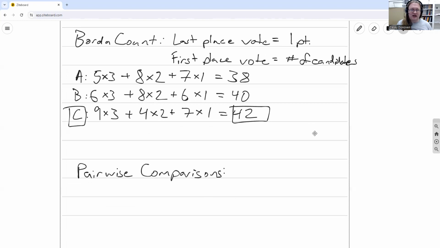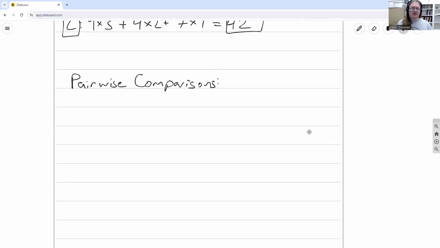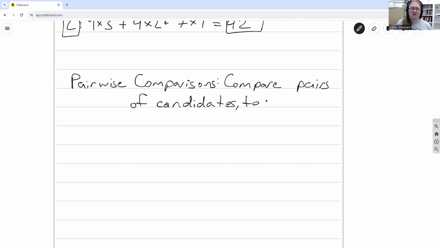The last, and I think probably the one that you guys have had the most trouble with, is pairwise comparisons. With pairwise comparisons, what we do is compare pairs of candidates to see who is preferred.